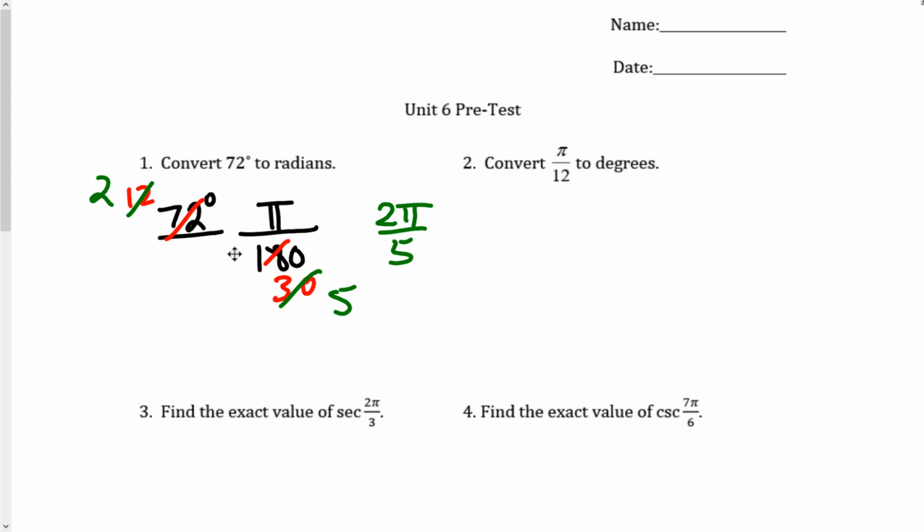So why is the 180 on the bottom? Because this is actually 180 degrees, so then your degrees will cancel out, right? And we want to get in terms of radians. So you can put 2 pi fifths. You don't have to put radians, but you can write radians or rads.